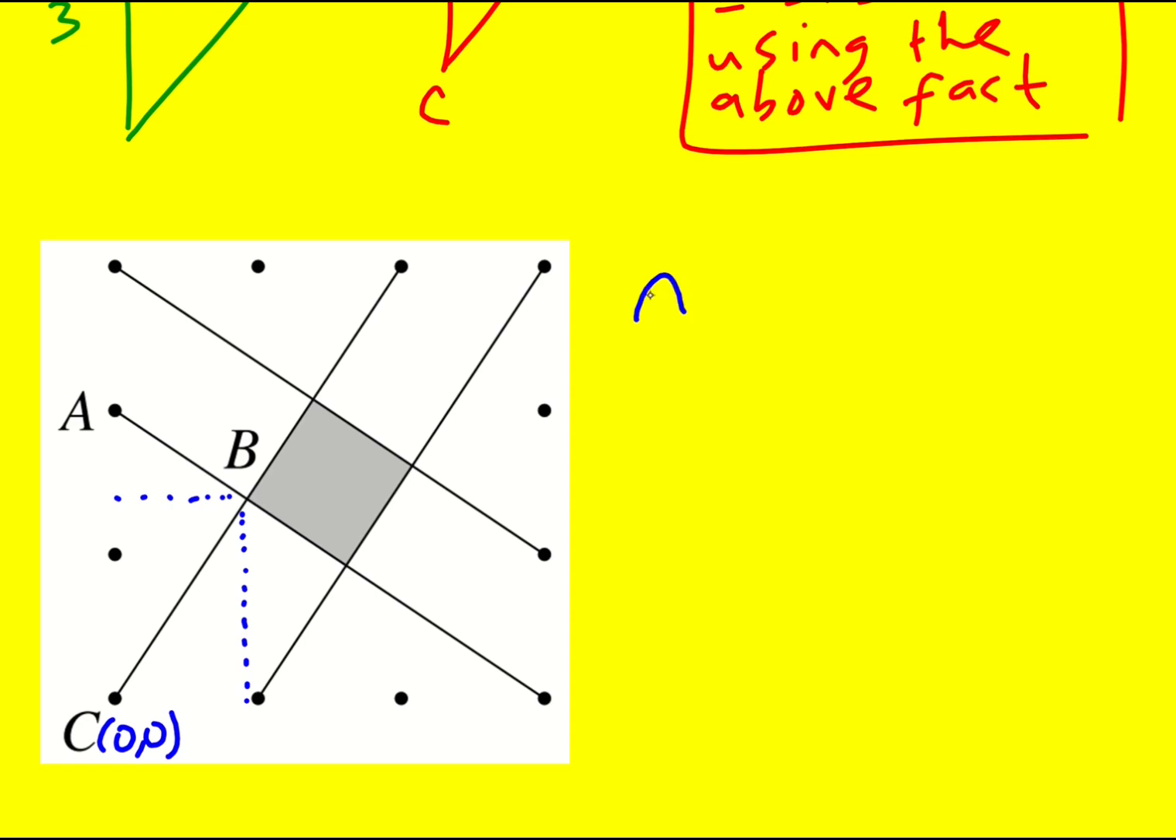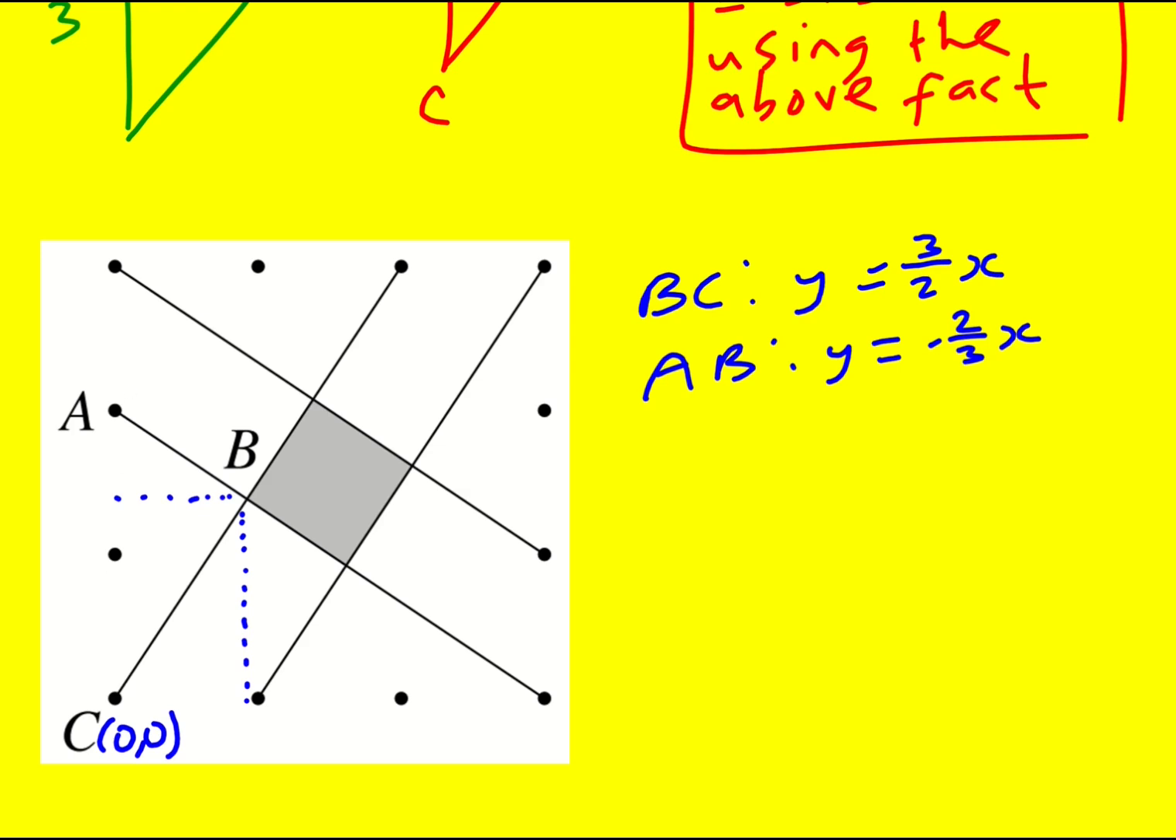So let's look at the line AB. Actually, sorry, I'm going to start with BC, a bit simpler. So it actually goes through the origin. The gradient is 3 over 2. It's simply going to be y is equal to 3 over 2 x. And then for AB, the gradient is minus 2 over 3. Like we were talking about them being perpendicular before, but now I'm going to add 2 to that. And I'm going to set them equal to one another. 3 over 2 x is equal to minus 2 over 3 x plus 2.